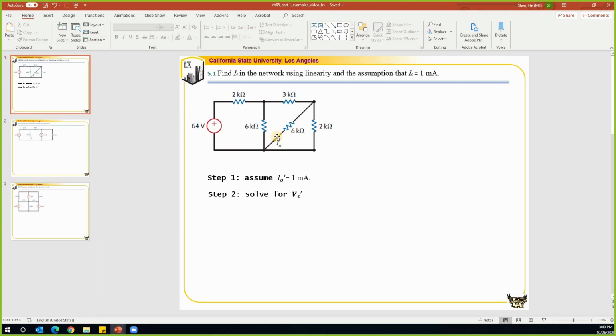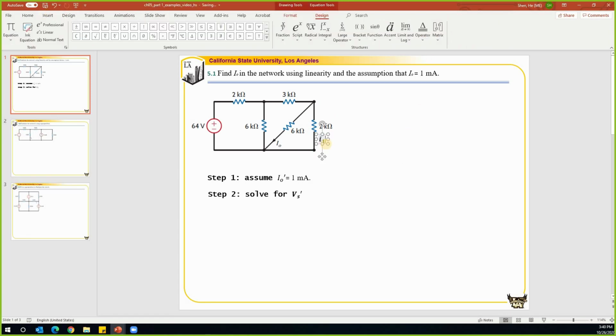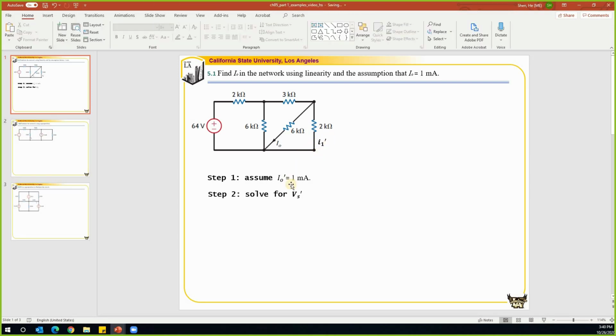If we know the I/O prime over here, we'll be able to find the current in this branch, in the 2 ohm resistor. Let's call that I1. Give it the name I1 prime, so that we know that all the variables with prime are based on assumption, not the actual current. So this is my current I1 prime. What is I1 prime? Since the resistance is 1/3 of that, the current is 3 times that, right? So that is 3 times I/O prime, which is equal to 3 milliamp.